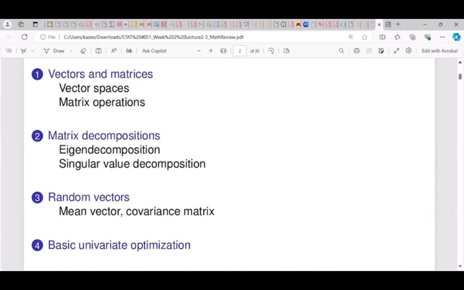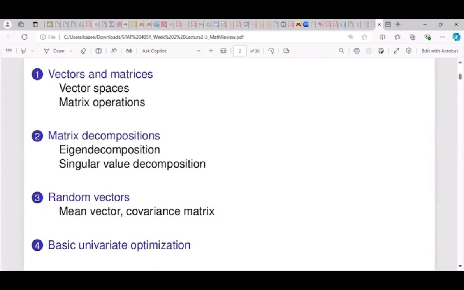And lastly today, I'm going to briefly introduce you to random vectors, where we're going to talk about the mean vector. We're going to talk about the covariance matrix. The other one, outline number 4, will be achieved on Friday.